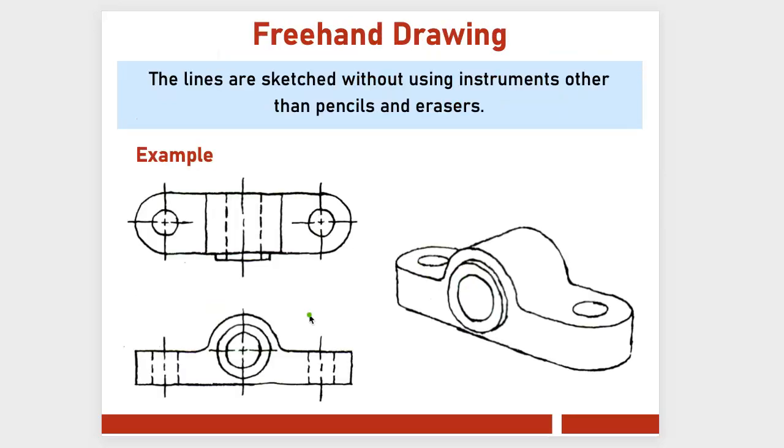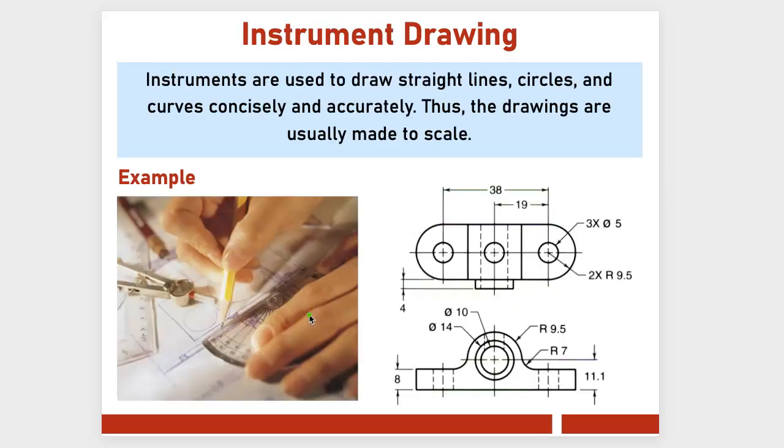So this is an example of freehand drawing. Here you can see that freehand drawing does not use anything aside from a pencil and an eraser. The lines are not crisp, the lines are not neat, but it describes the features well. And then we have instrument drawing. Here you can see that the drawing is more precise. It tells us the dimensions and which side the dimension refers to, indicated by the arrows.